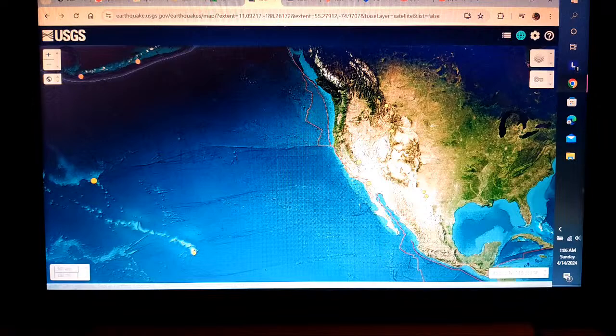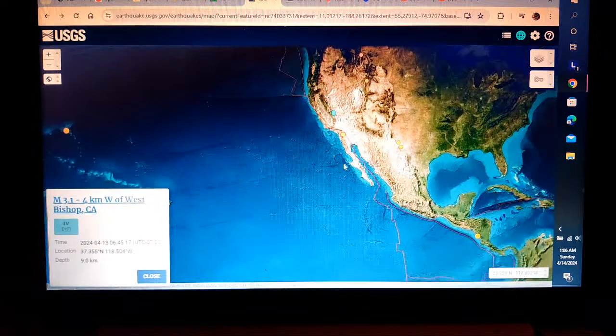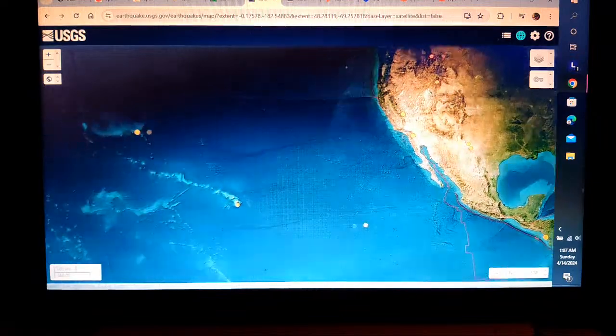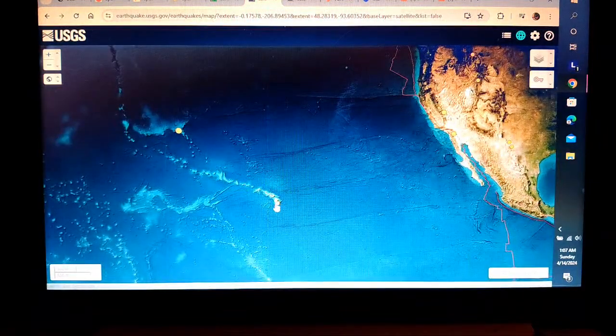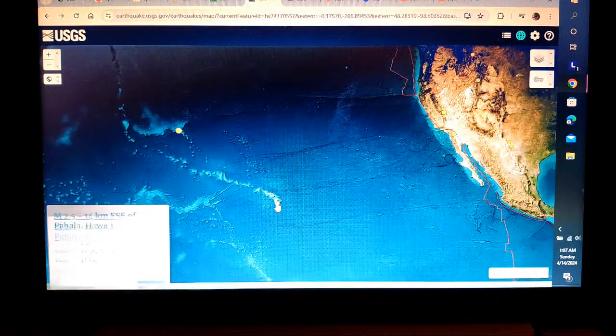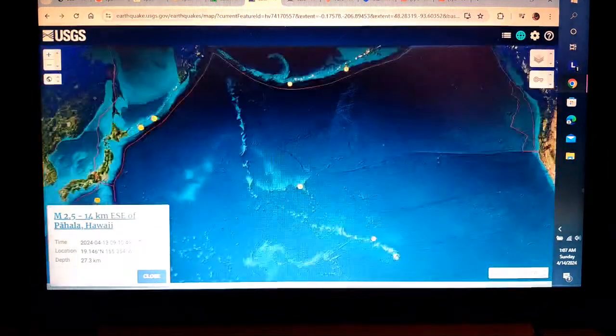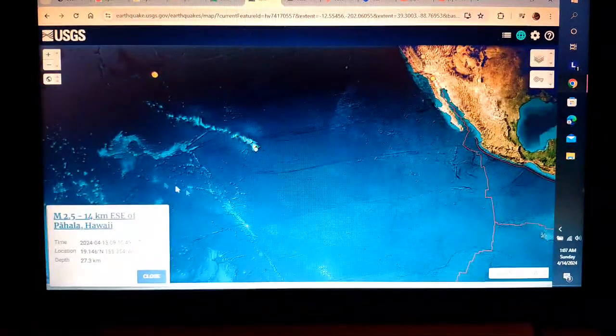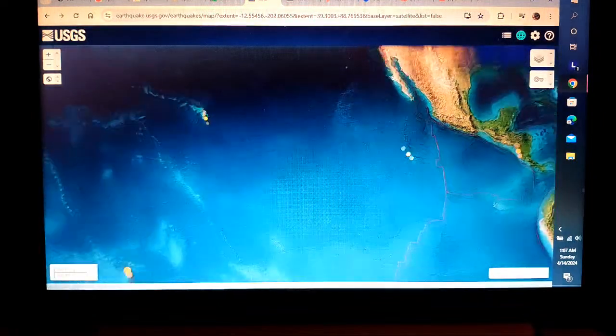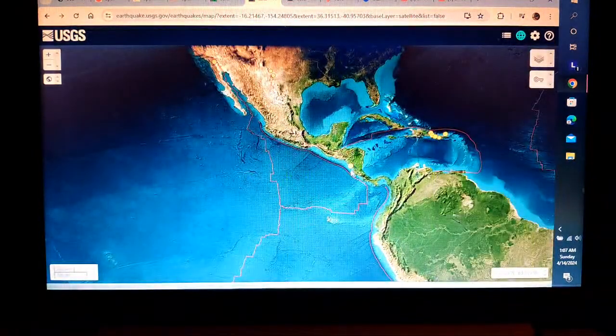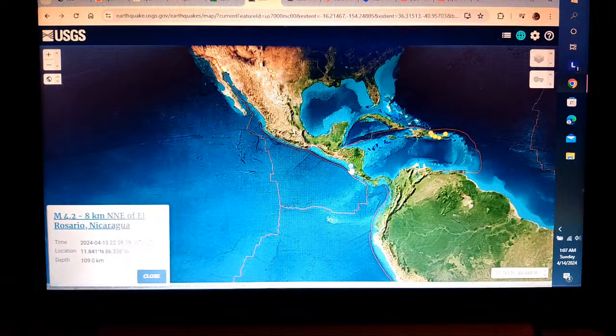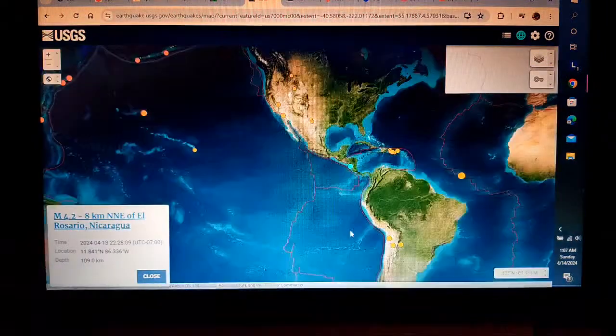All right, these are all small, 3.1. Okay. Out here, that's not Hawaii. That's Hawaii. That's not Hawaii. That's Hawaii. 2.5 out there. Cocos Plate up on the plateau, probably 4.2.